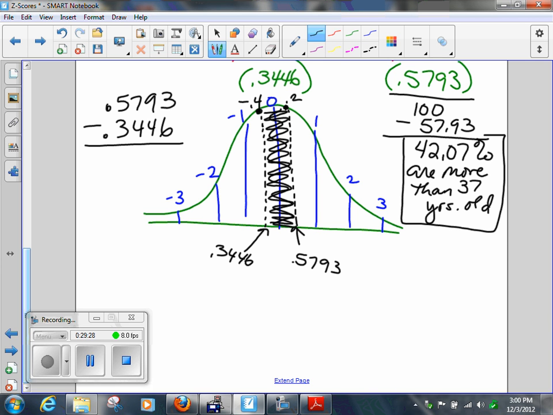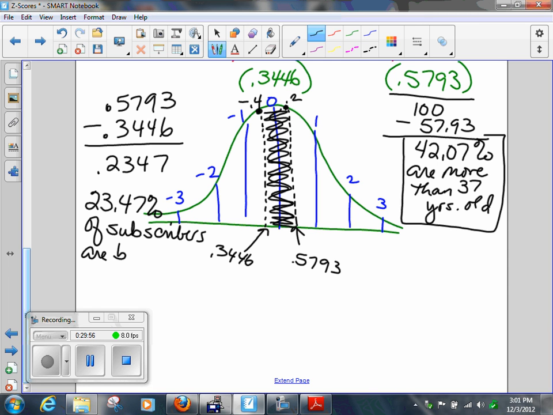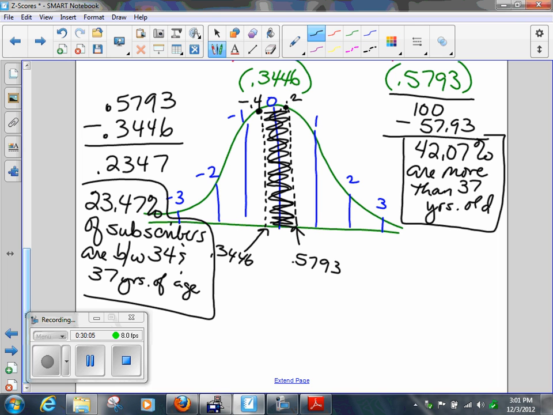And when I calculate this, it gives me 0.2347, which means that the portion in the middle, the portion that represents the subscribers between 34 and 37, is 23.47%. So 23.47% of subscribers are between 34 and 37 years of age. That's the second portion to that problem, okay?